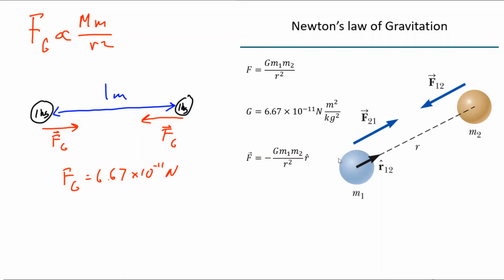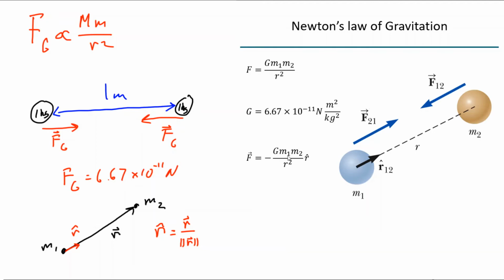So r hat, well, we learned about unit vectors, i hat, j hat, and k hat. R hat is a unit vector that points from mass 1 to mass 2. If we have some vector r that points from m1 to m2, we can always find the unit vector, which just has length 1 but points in the same direction. We can always find the unit vector r hat by just taking r hat equals r over the magnitude of r. We take the vector r and divide it by its own magnitude, and this gives us a vector with length 1 that points in the direction of r. So this is the full vector form of Newton's law of gravitation.